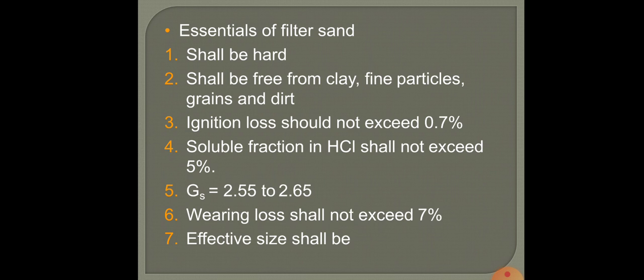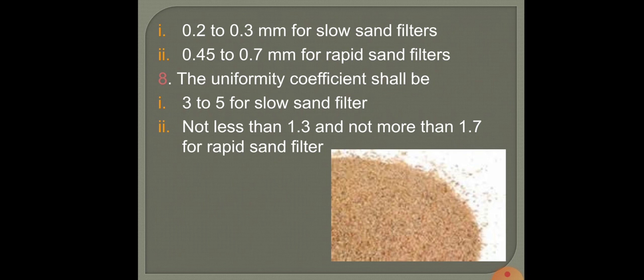The specific gravity of the sand particles that are used should be between 2.55 to 2.65, and the wearing loss should not exceed 7%, and also the effective size. You have studied effective size and uniformity coefficient already in your geotechnical engineering. So effective size of sand may be defined as the sieve size in millimeters which permits 10% of the sand by weight to pass, or in other words it can also be defined as the size of the grain that is larger than 10% by weight of all the particles comprising the sand. So it actually indicates the minimum size of 90% by weight of the sand.